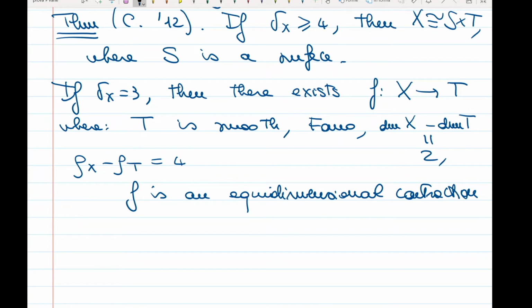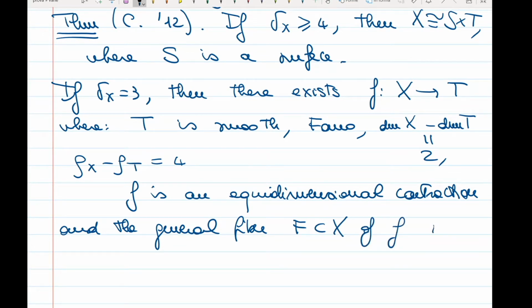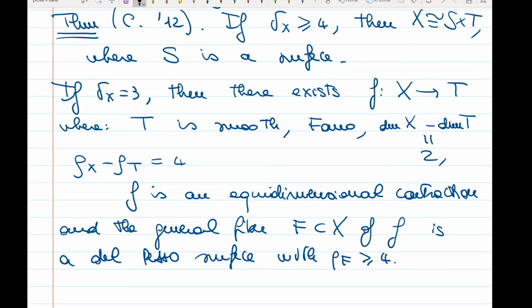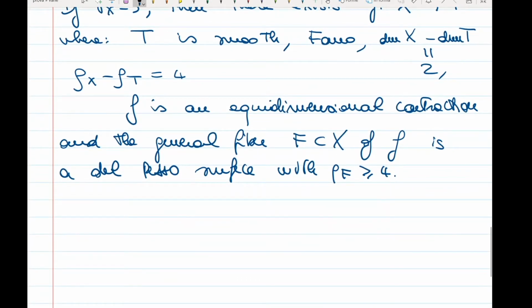Let me write, the general fiber F of small f is a smooth del Pezzo surface with Picard number at least 4. So when the Lefschetz defect is 3, we still have a structure theorem with a fibration in del Pezzo surfaces where the target is smooth and Fano.